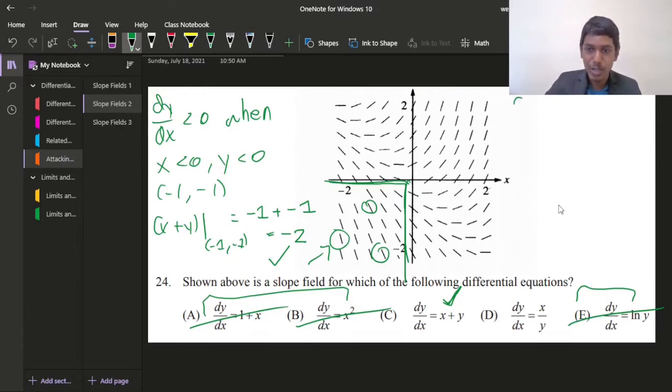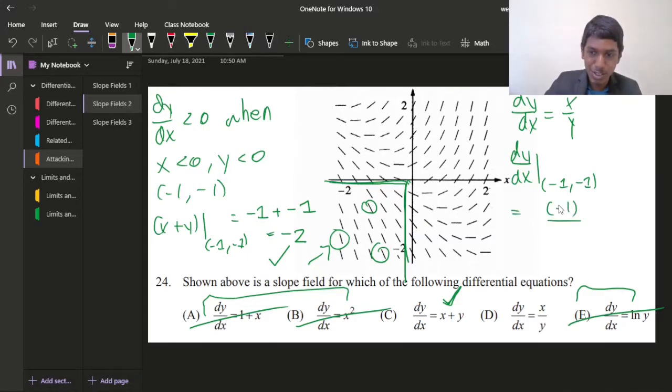So now let's try what happens when dy/dx equals x over y. What happens in that case? Well, if you plug in -1, -1, you're going to get -1 over -1, which will be a positive one, which is bigger than 0. That's not what we want, right? dy/dx should be less than 0. So we can safely eliminate choice D, and we're left with choice C.